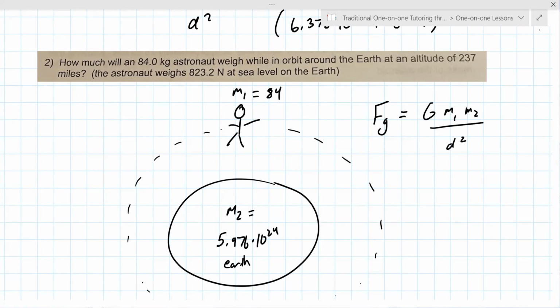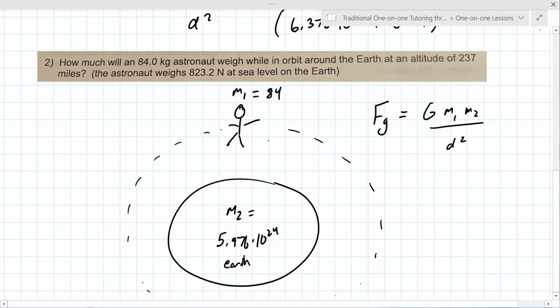So the force of gravity is what we're trying to determine here. And so we need to know, you almost always find FG first. That's what we did in the previous problem. We want to find FG. So do we have enough to find it?